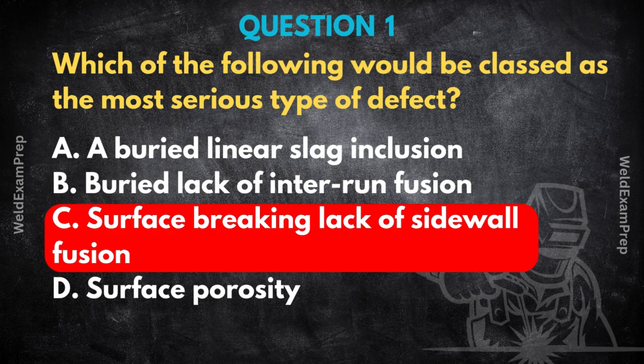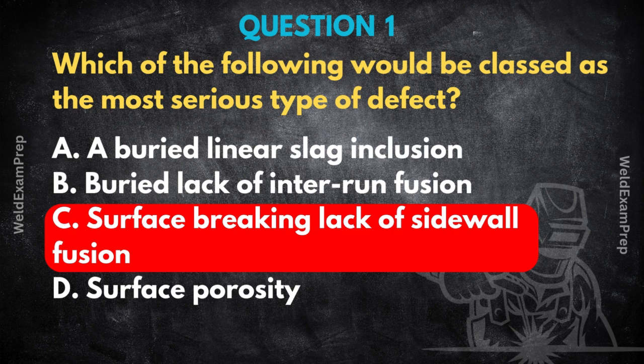Okay, that makes sense for surface breaking. But why lack of sidewall fusion specifically, compared to, say, surface porosity? Good question. Lack of sidewall fusion means the weld metal hasn't properly fused, hasn't bonded to the side of the joint, the base material. So it's like a gap along the edge. Essentially, yes. It's a linear discontinuity that directly reduces the load-bearing capacity of that weld. It fundamentally weakens the connection along that edge.